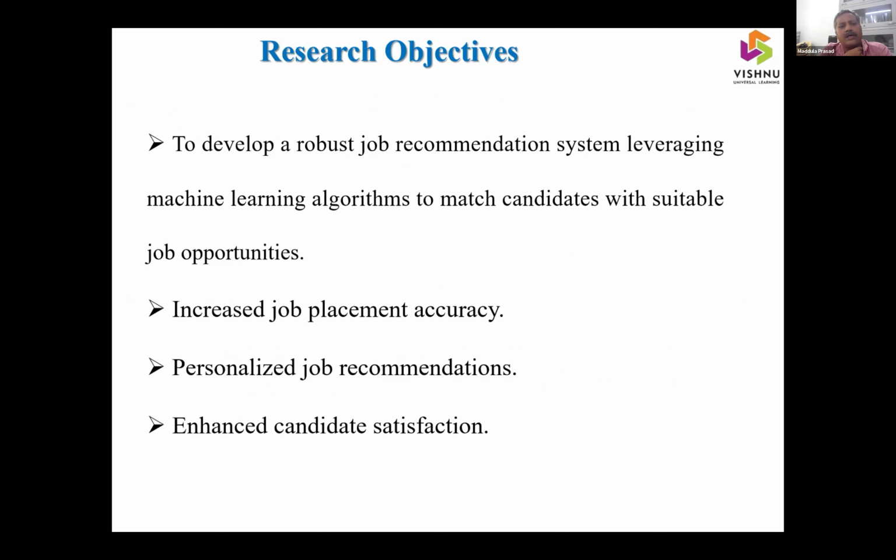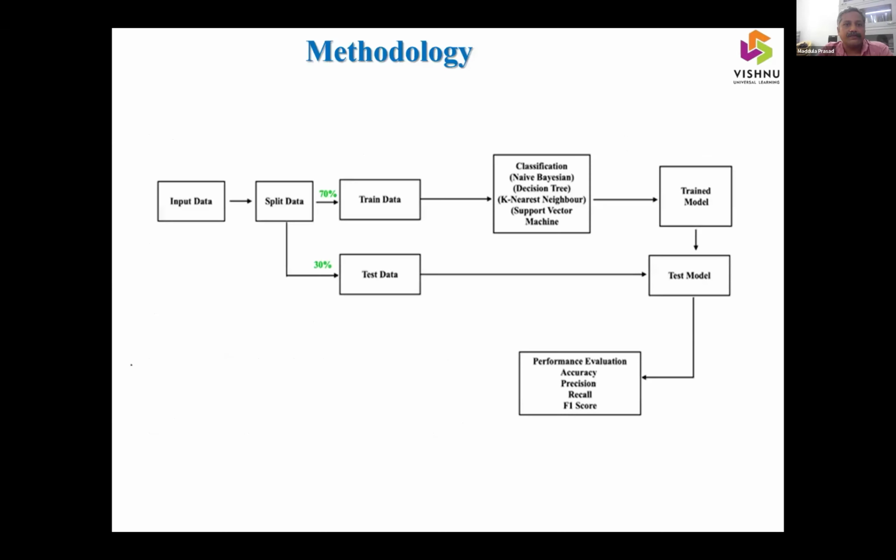Very simply, we are improving the accuracy of job placement recommendation, and a personalized recommendation system enhances candidate satisfaction. Not only these 3; I have to provide robust job recommendation using machine learning algorithms to match the candidate's profile with good and very personalized recommended job opportunities. So this is my research objective.